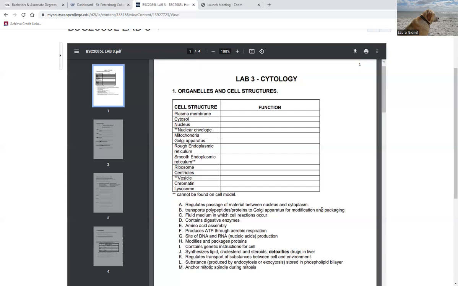I, contains genetic instructions for the cell. That would be the chromatin, because chromatin is relaxed DNA. J, synthesizes lipid, cholesterol, and steroids and detoxifies drugs in the liver. That would be the smooth endoplasmic reticulum. K, regulates transport of substances between the cell and the external environment, or the extracellular region. Right, that would be the plasma membrane.